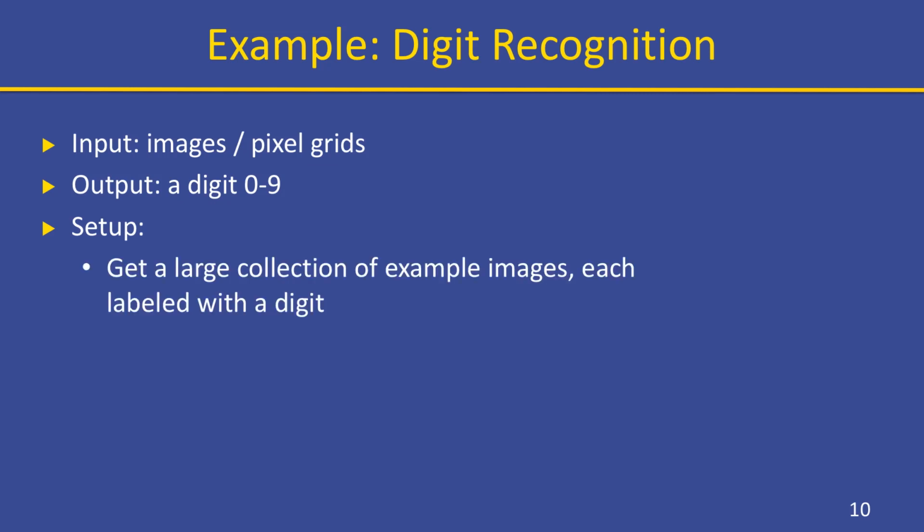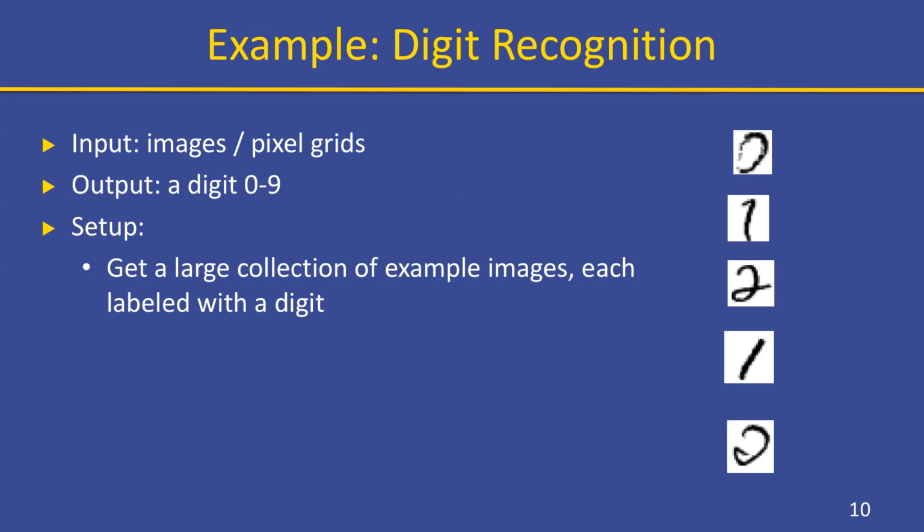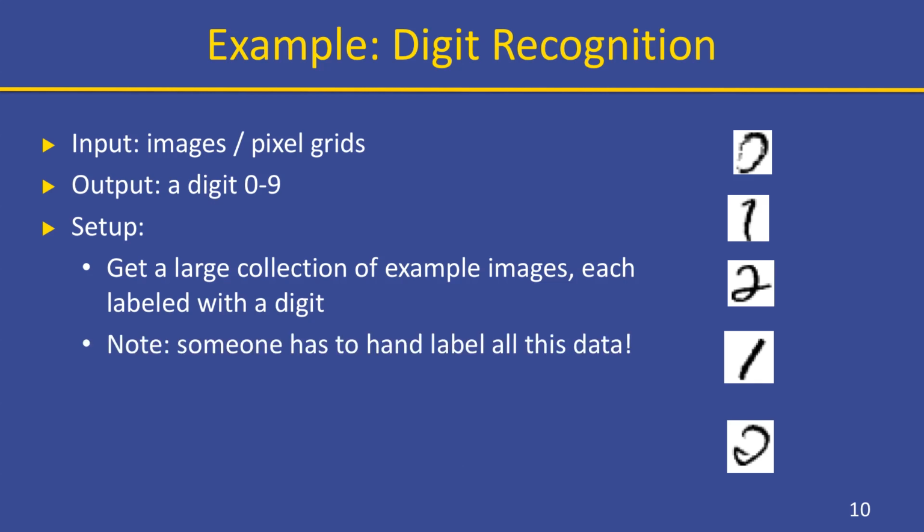And here again, we start by acquiring a large number of images. These images must all be already labeled with a digit. Here again, someone had to look at these images and label them for us. So let's try to do that with the images here. The first one, I would say, is a 0. The second one is 1. The third one is a 2. The fourth one is a 1.